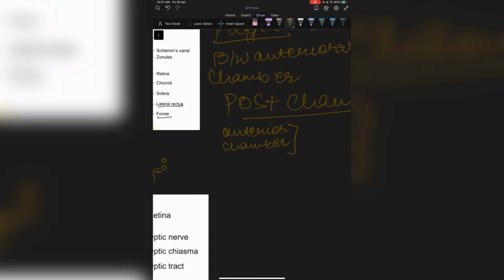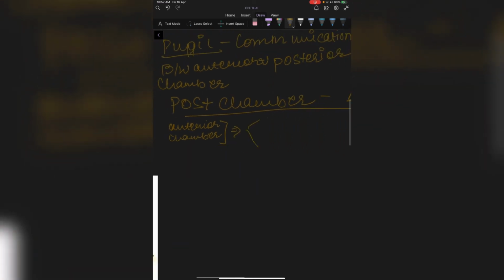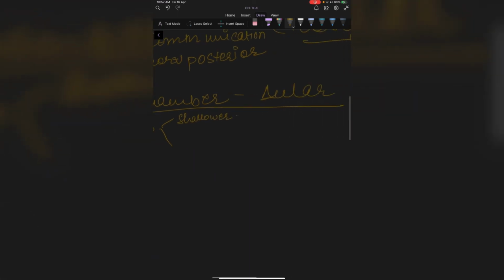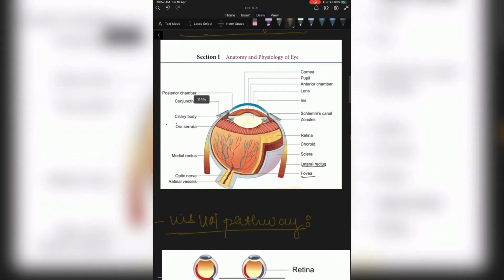Now, what about the anterior chamber? It is shallower in hypermetropes and deeper in myopes. So this is an important point: the anterior chamber is shallower in hypermetropes and deeper in the myopes.